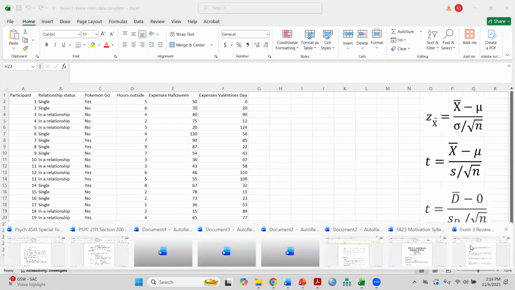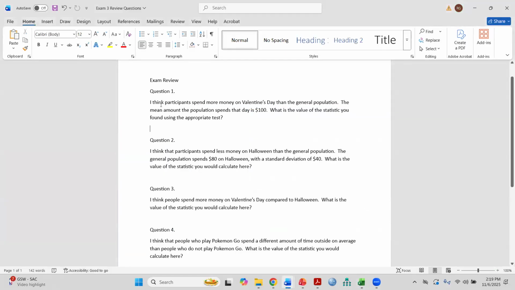But I've got some specific questions for us. So we're going to look at this first question here. I think participants in our study spend more money on Valentine's Day compared to the general population. The mean amount the population spends on Valentine's Day is $100. What is the value of the statistic you found using the appropriate test? Well, first of all, you need to know what the appropriate test is. So you have the population mean. What do you think the right test is going to be to run here? It's going to be a one sample t-test, right? Because you're given the population mean, but no population standard deviation to go on.